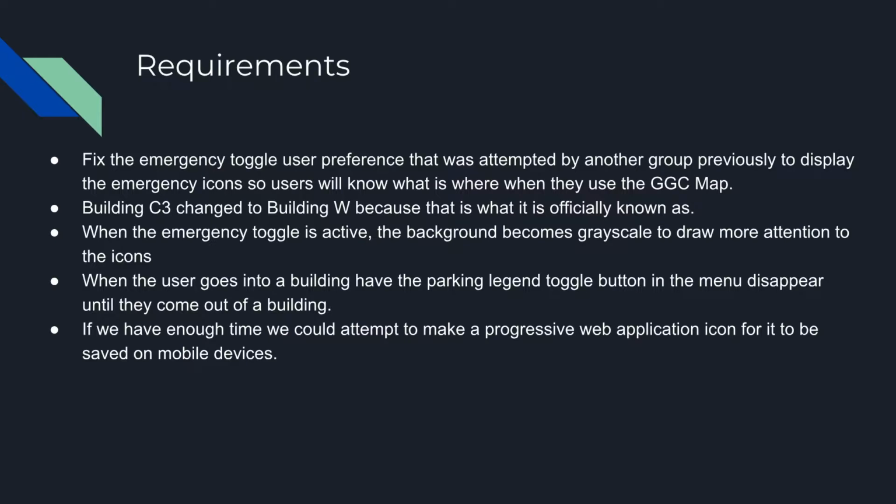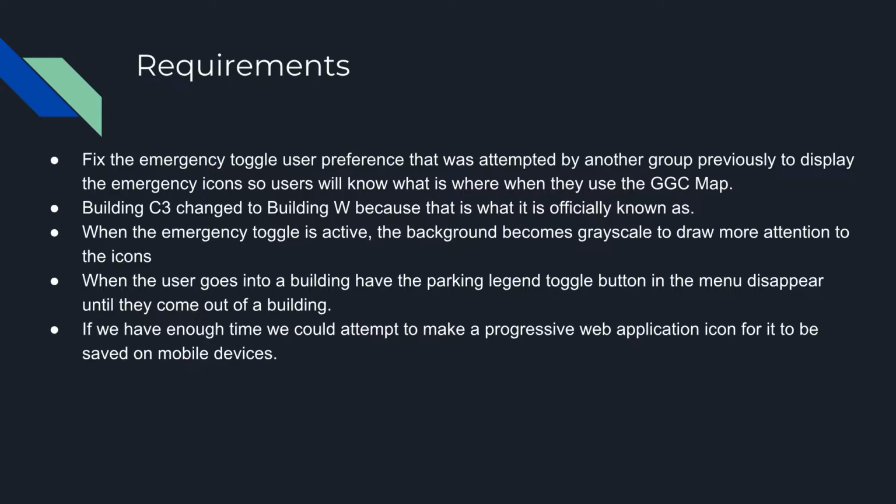Our current requirements are to fix the emergency toggle user preference. It was attempted by another group previously. Our goal is to actually fulfill that requirement. We also have to change building C3 to what is officially known as building W right now. And when the emergency toggle is active, the background should become grayscale to draw more attention to the emergency icons.